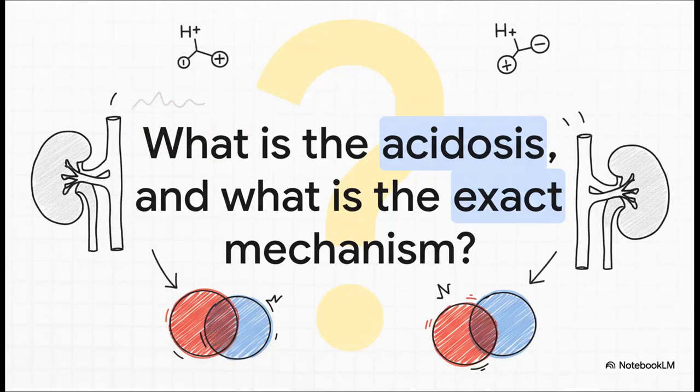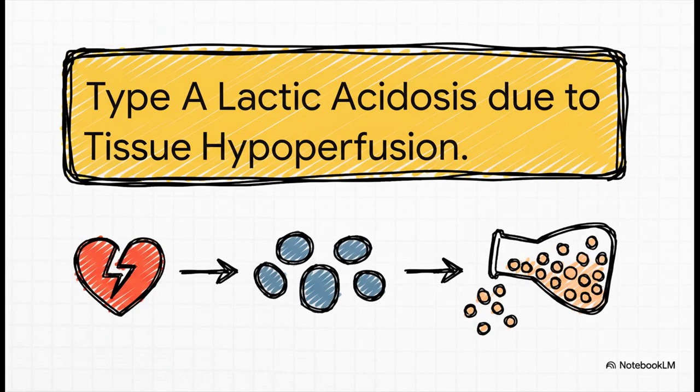So this is a two-part question. It's not enough to just name the acid that's building up. What's the specific classification of this acidosis, and why exactly is it happening when a patient goes into shock? And the diagnosis is type A lactic acidosis. That type A part is absolutely crucial because it tells us the root cause is circulatory failure.